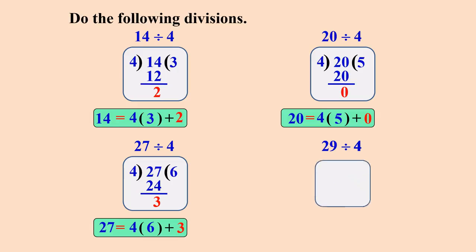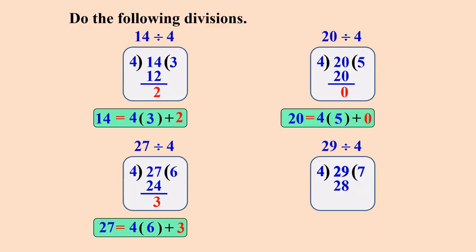Next example, 29 by 4. 4 7s are 28, 29 minus 28, 1 is the remainder. This can also be written as 29 is equal to 4 times 7 plus 1, where 1 is the remainder. In these 4 examples, we noticed that the remainders are either 2 or 0 or 3 or 1.